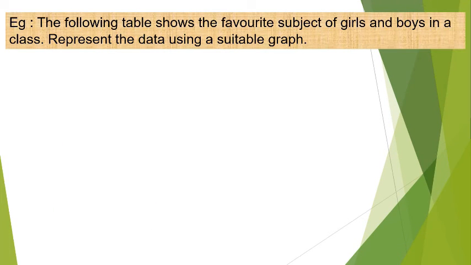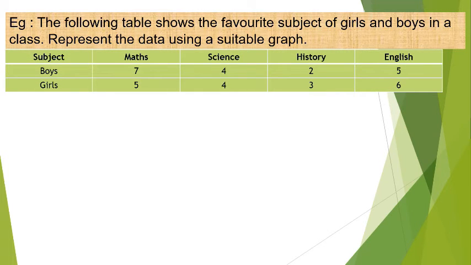Let's take an example. The following table shows the favorite subject of girls and boys in a class, and this you have to represent using a suitable graph. Here is the data. The data shows that maths is liked by 7 boys and 5 girls. Science is liked by 4 boys and 4 girls. History is liked by 2 boys and 3 girls. And English is liked by 5 boys and 6 girls.